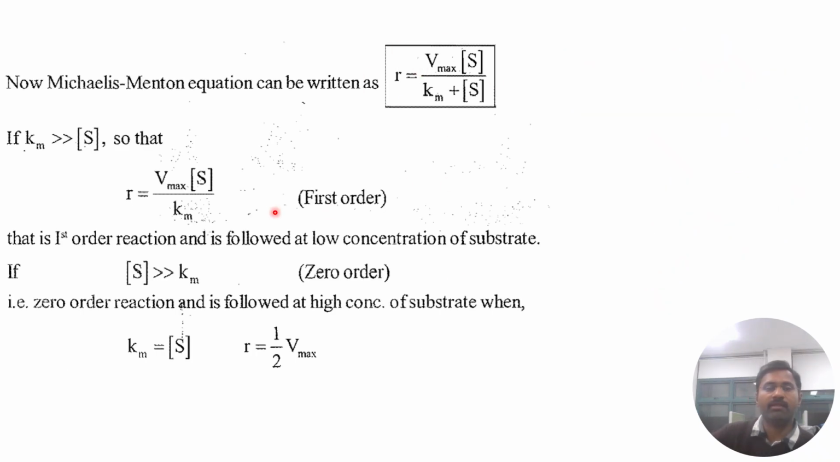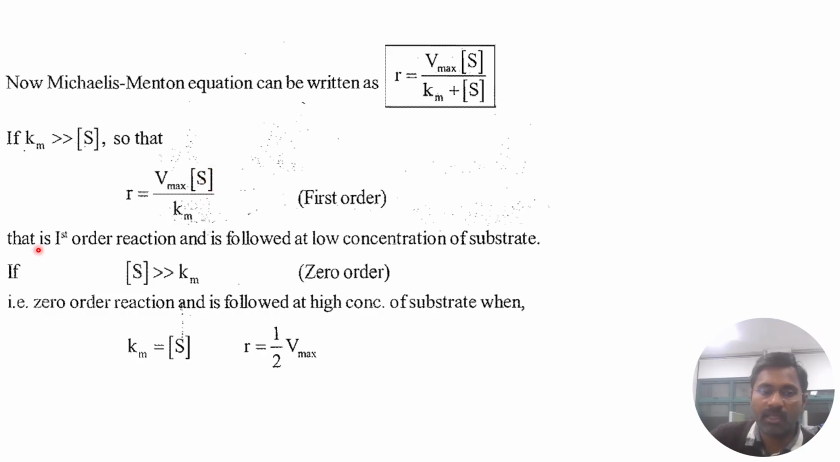Let us try to apply this to different conditions. The condition number one is when you have low concentration of substrate, low substrate concentration condition. Since the concentration of S is very low, Km value is always much higher than S. In that case, Km plus S can be written as Km. That will give you the final expression as rate is Vmax into concentration of S by Km. So here Vmax and Km are the constant values and S is the variable. So here rate is directly proportional to concentration of S.